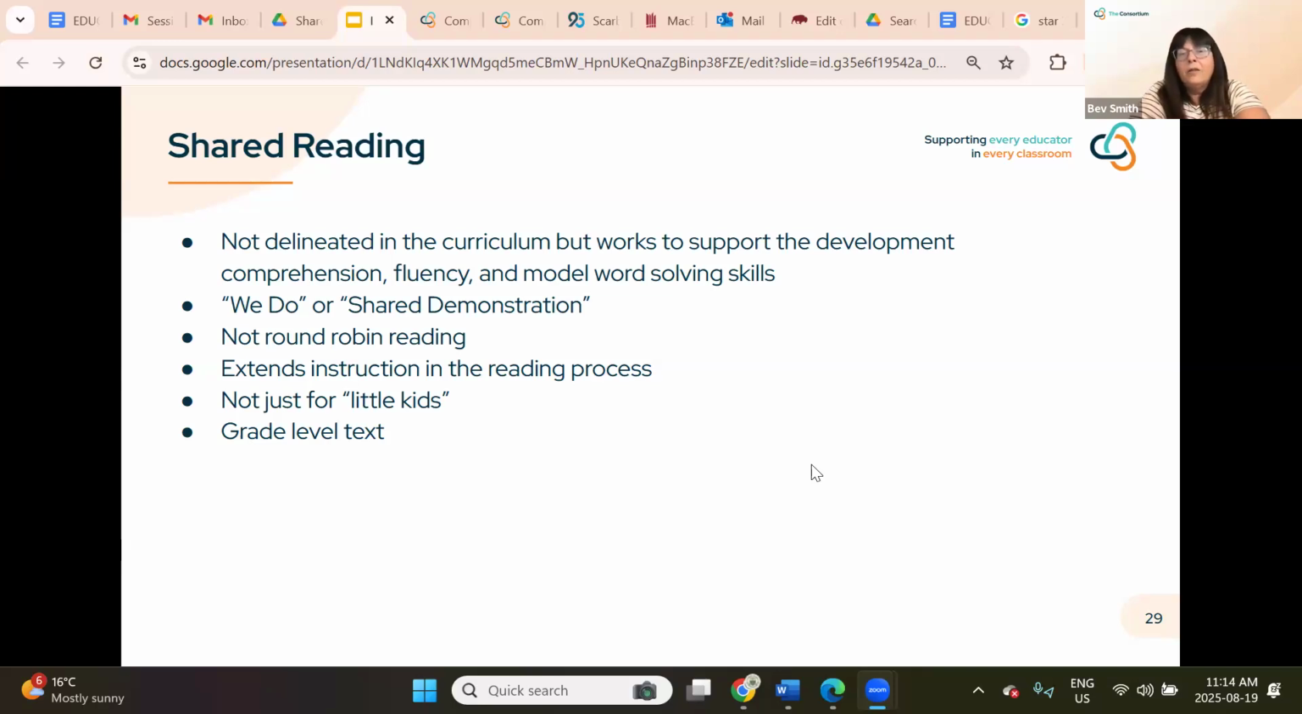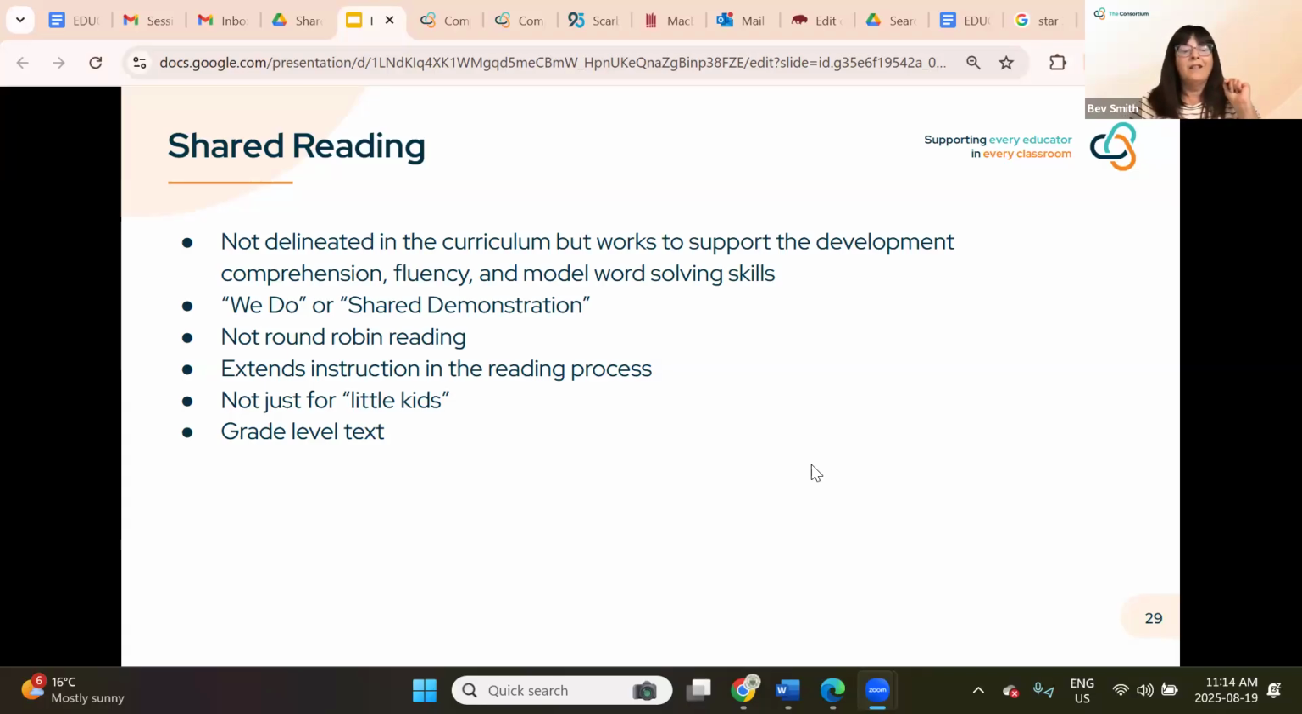It is not round robin reading. Everybody is reading out loud together at the same time, or they're at least following along with you. We are not calling on students to read out loud. That is really a stressful practice for students, so we don't want to be doing that, okay? It extends the instruction in the reading process. So I can take what I was modeling, what we were working on in our read aloud, and we can now try that in our shared text together.